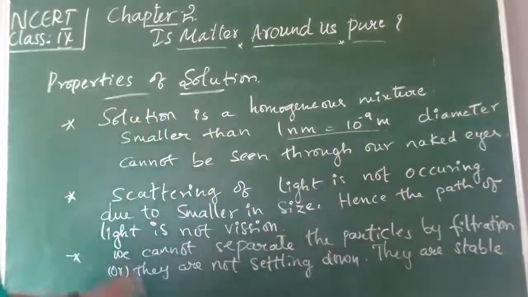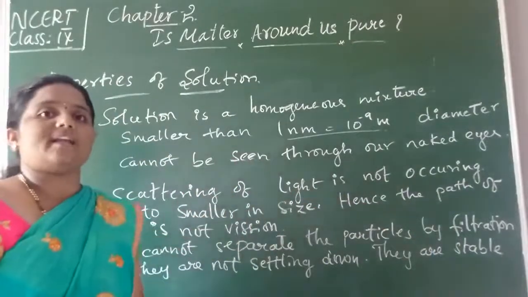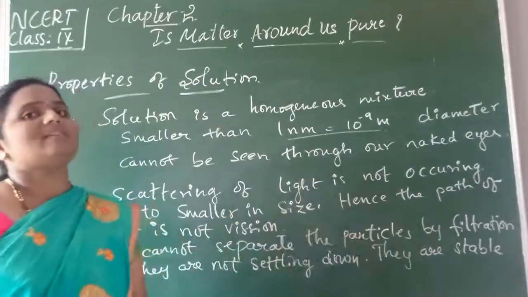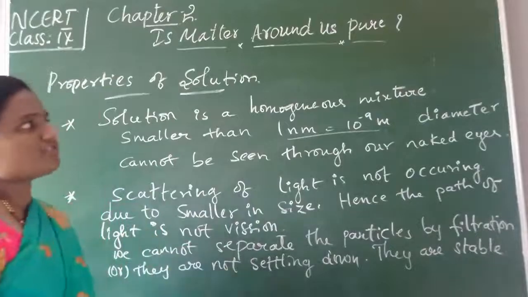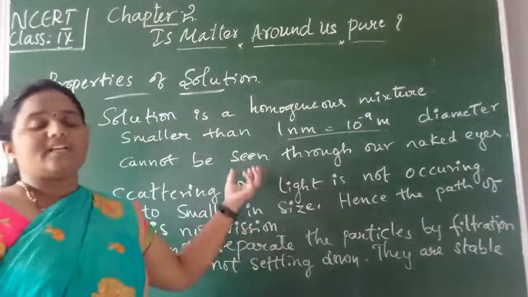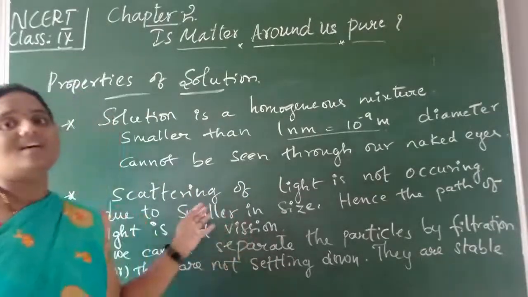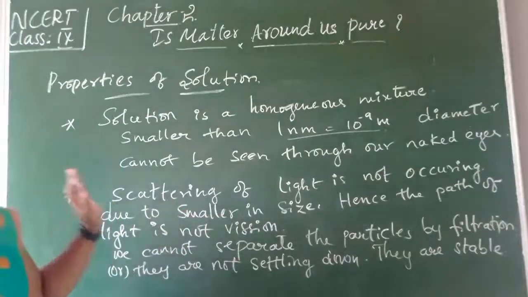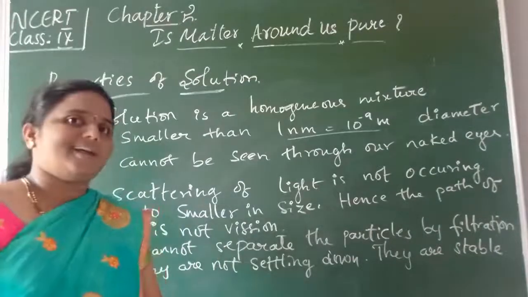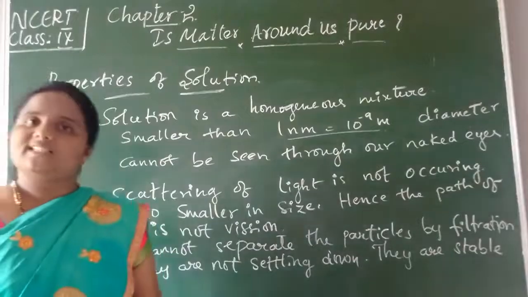Understand, children, what are the main properties of a solution? They are a homogeneous mixture and the size of these particles is very small, in the range of 10 to the power of minus 9 meter in diameter, and because of such a small size, we can't see them with our eyes, and also the path of the light is not going to be visible in a solution, and these particles are stable, means they are not going to settle down if we leave the substance undisturbed. Is it clear, children?